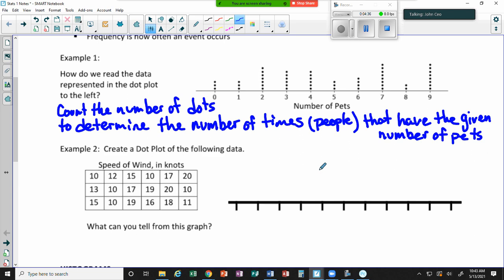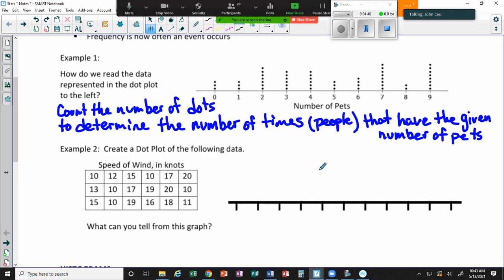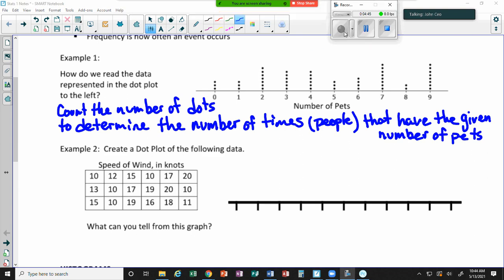All right, so create a dot plot of the following data. The first thing we need to do is organize our numbers. So we look at this data and ask, what's the smallest wind speed we have? They're all double digits, so 10 is the smallest, right?